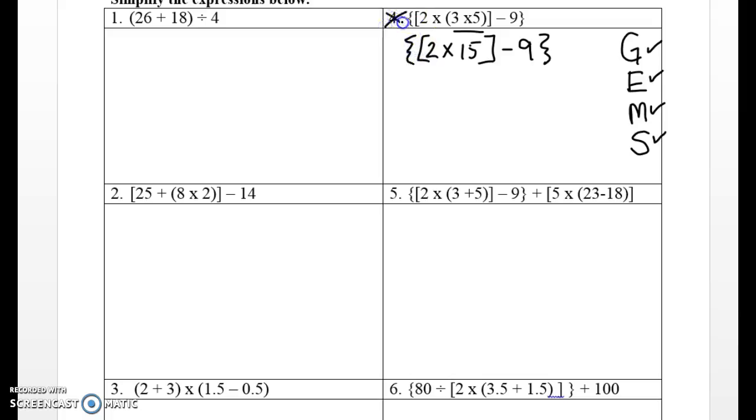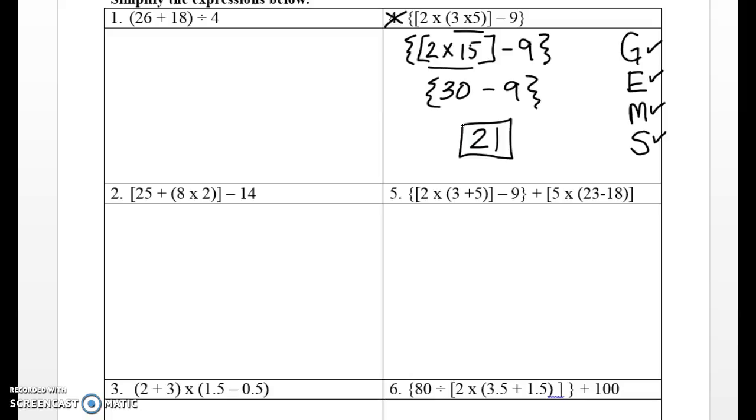And this is number 4, so it's not part of the problem. Then I have 2 times 15, which is 30. Notice how I just really do squiggly lines. And 30 minus 9 is 21. And that should be your answer for number 4.